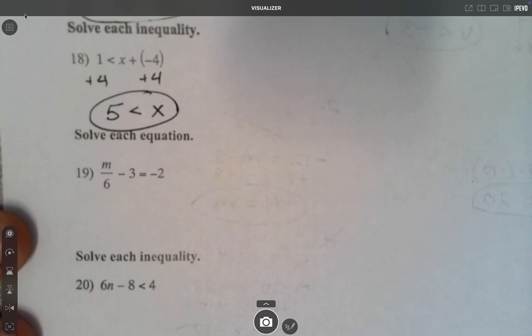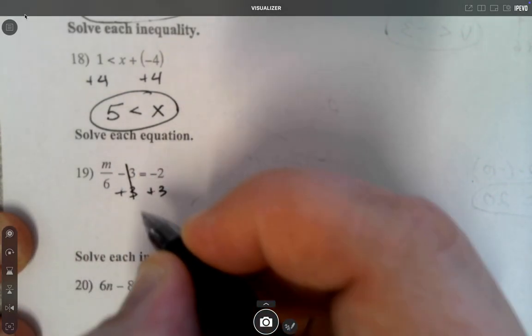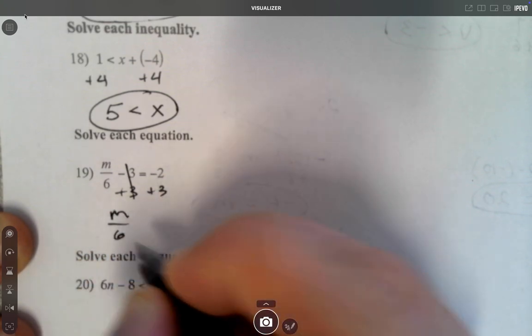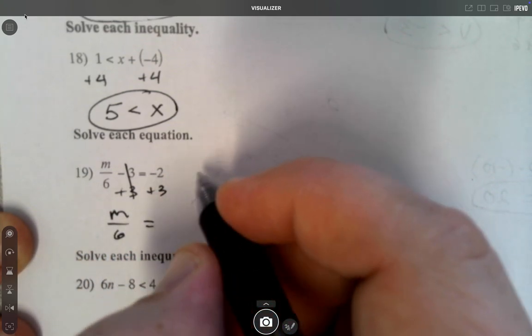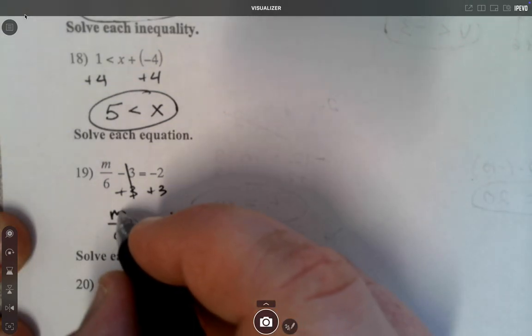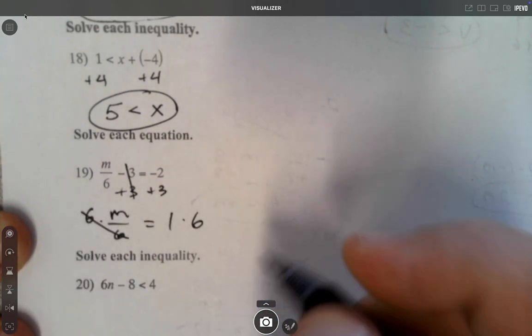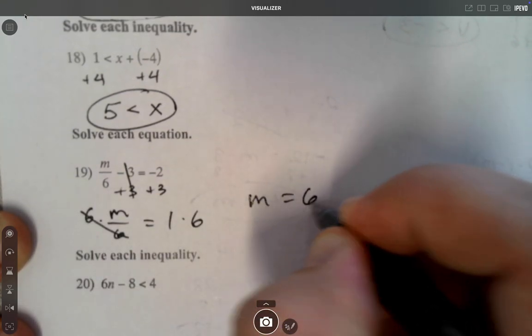Okay, 19. We add 3 to both sides. So we take care of the constant first. Negative 2 plus 3 is positive 1. M is being divided by 6, so we have to do the opposite and multiply by 6. And we get m equals 6.